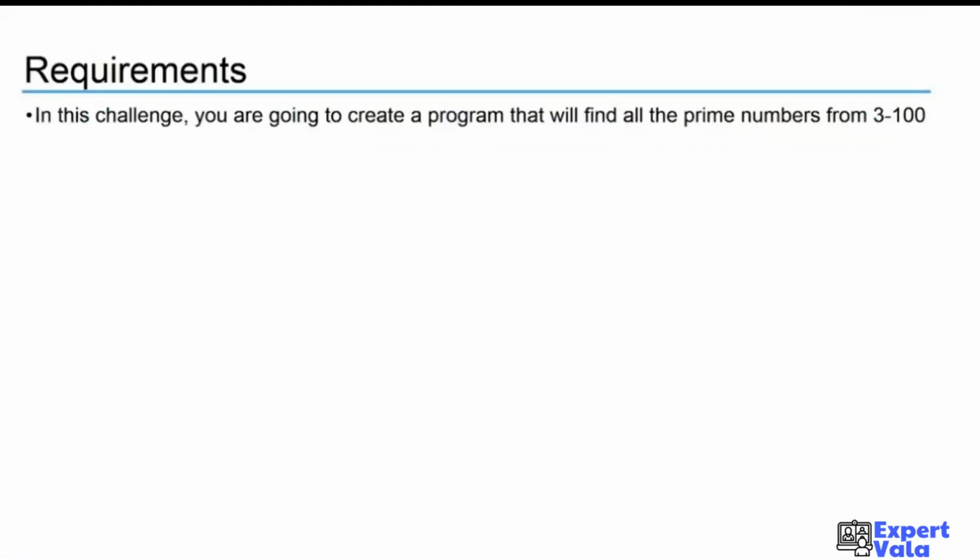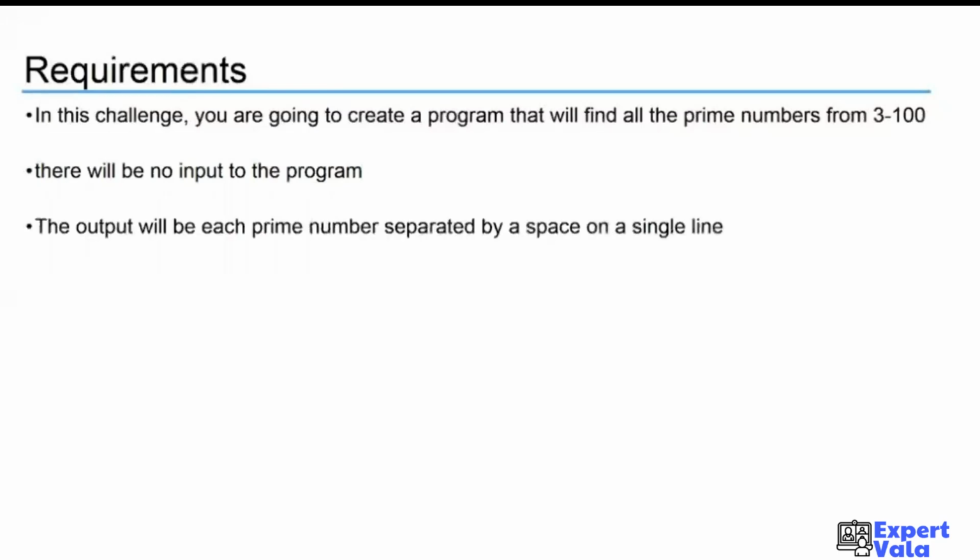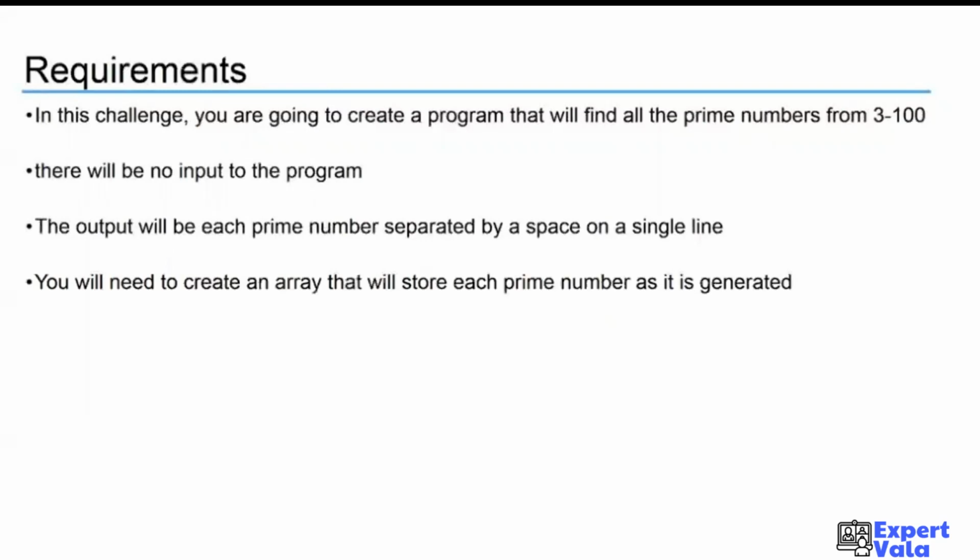And the reason you don't do 0 to 3 is because you are going to hard code those, pretty simple. The first two prime numbers are 1 and 2 that are non-zero. So there is going to be no input to this program, just output. And the output is going to be each prime number separated by a space on a single line. It's pretty basic, all the way up to 100. You are going to need to create an array that will store each prime number as it is generated.